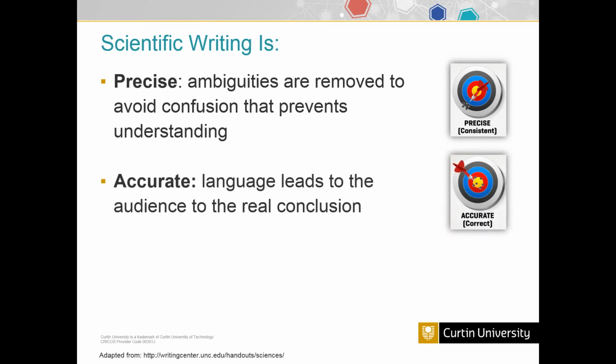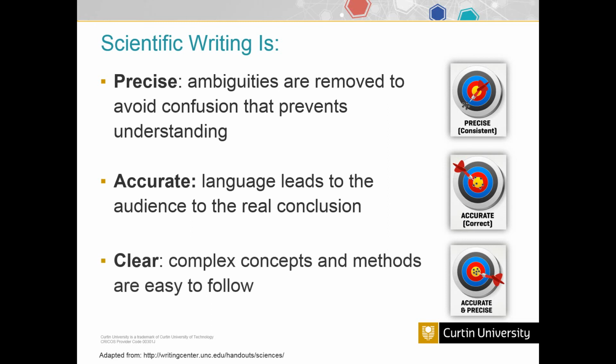Accuracy is how close to the real situation something is. In scientific writing, we avoid any language that may inadvertently lead the audience to the wrong conclusion. So for our writing to hit the bullseye, it needs to be both accurate and precise. Clarity is important in ensuring that complex scientific concepts and methods are communicated such that they are easy to follow and not confused or confusing.